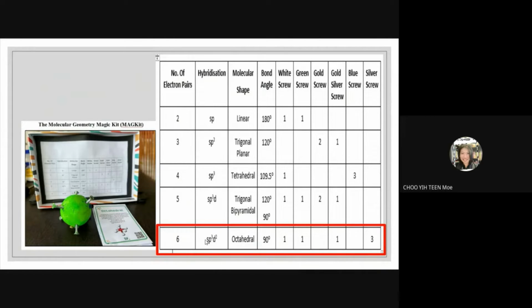The 6 hybrid orbitals will arrange in an octahedral shape, in which the bond angles are all 90 degrees to one another. So look at your model. You are going to search for the screw with numbering 6. You will eventually get one white screw out, one green screw down, one silver screw with gold labeling, and 3 silver screws. Are you ready? Let's explore ourselves.